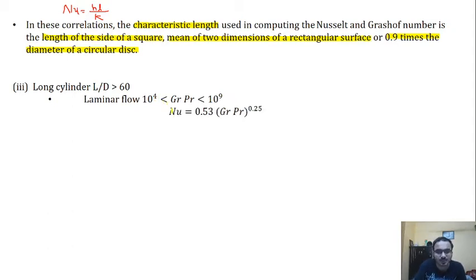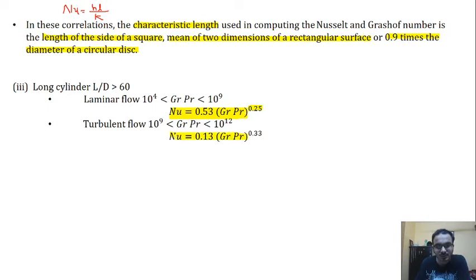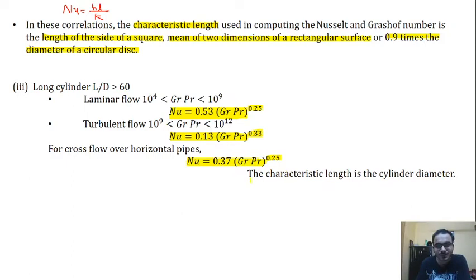Then the empirical correlation for this is given by formula 0.53 GrPr raised to 0.5. For turbulent flow where range is 10⁹ to 10⁻12 for product of GrPr, this is the formula for Nusselt number. For cross flow over the horizontal pipes, the formula is given by this, that is 0.37 GrPr raised to 0.25. Here the characteristic length is the cylinder diameter.